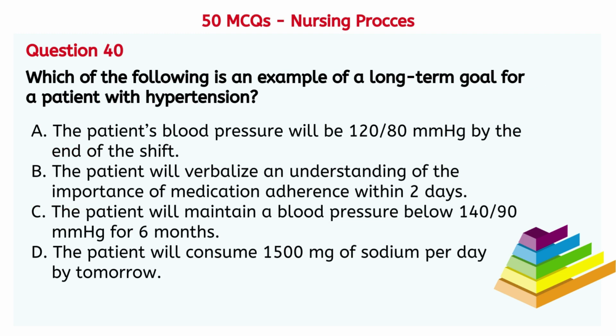Question 40. Which of the following is an example of a long-term goal for a patient with hypertension? The options are: A. The patient's blood pressure will be 120/80 mmHg by the end of the shift. B. The patient will verbalize an understanding of the importance of medication adherence within 2 days. C. The patient will maintain a blood pressure below 140/90 mmHg for 6 months. D. The patient will consume 1,500 mg of sodium per day by tomorrow.